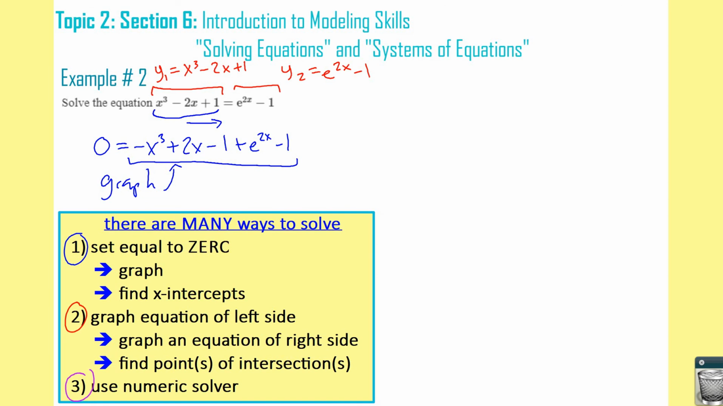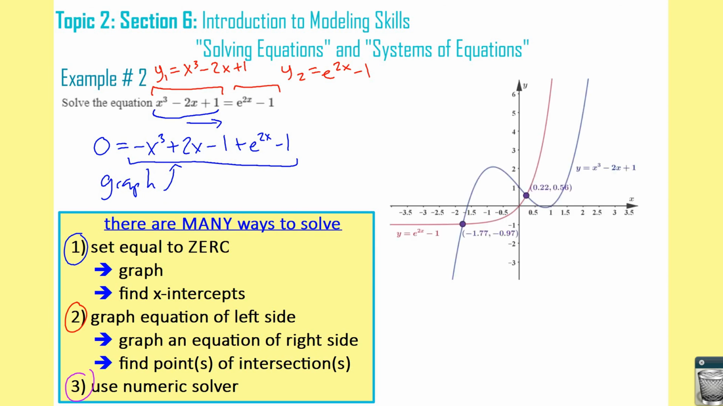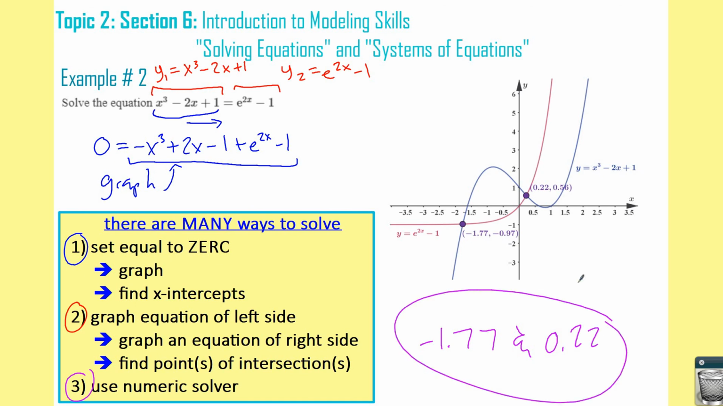All right? Okay, so I probably wouldn't use the numeric solver here just because there's so many variables of x. Trying to solve it would be difficult. I would use a numeric solver when it's a little bit more basic. Okay, so here I would graph it. So when you graph it, you should get something like this. You find your intersection and your points. Your answer would be negative 1.77 and 0.22, because that's your x values of the intersection.